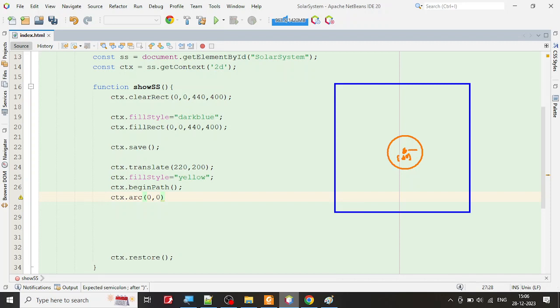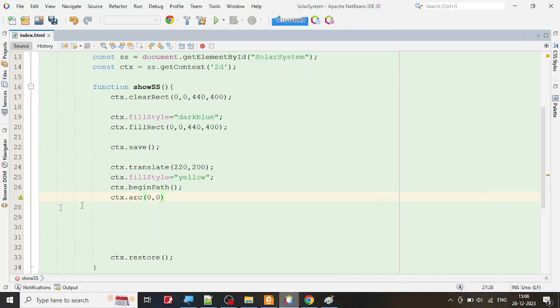And you have to specify the radius. Okay, so this is 0, 0. So starting location 0, comma 0. This is the position where your circle or your arc is going to come, and I'm going to say 20 is my radius.